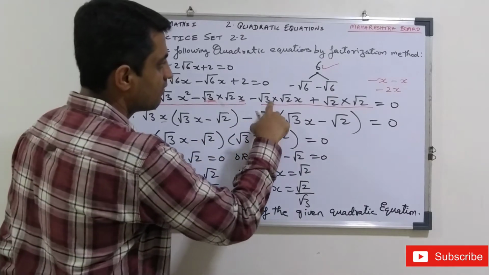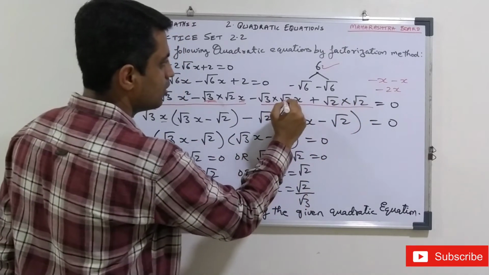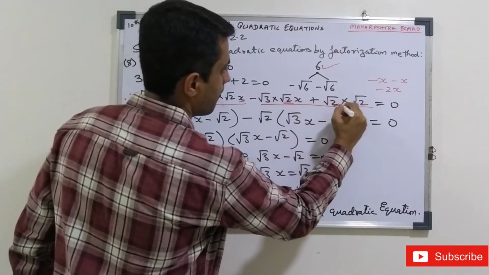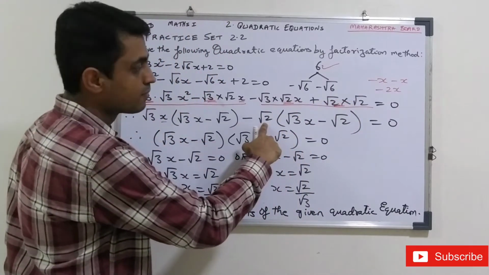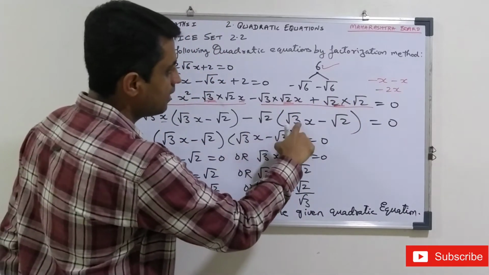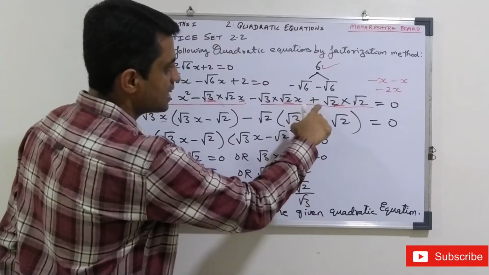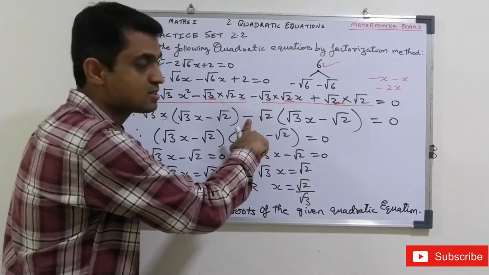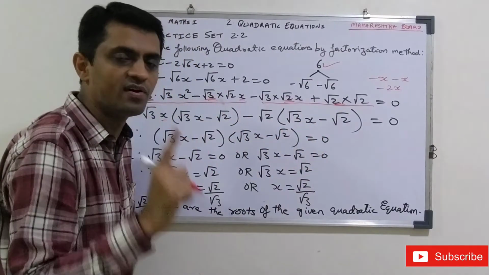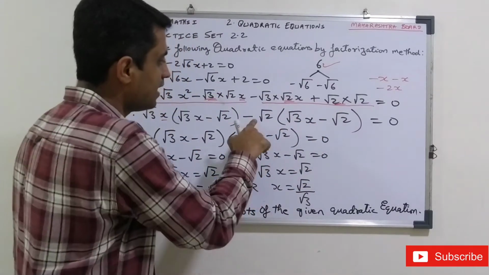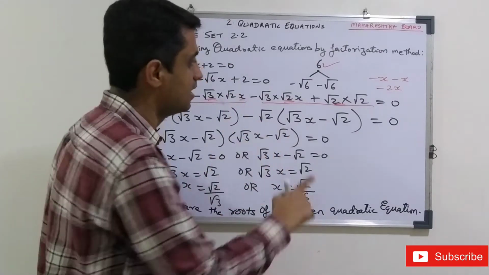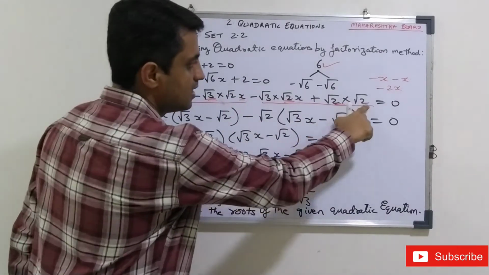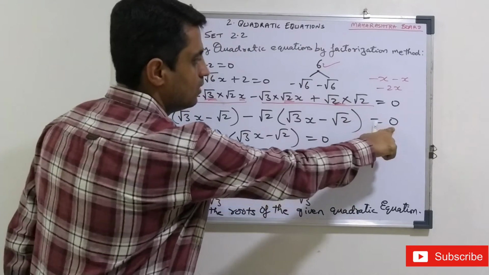Similarly here, what is common? Root 2 is common. See here, we have written root 2 here. Then root 3, this x as it is, plus will become minus. Why will plus become minus? Because we have taken out minus common, so the sign will change. Please don't forget: when we take out minus common, the sign will change. So plus becomes minus, and this root 2 as it is, equal to 0.